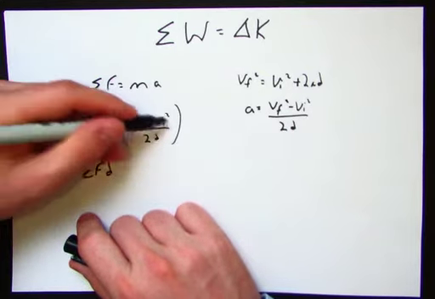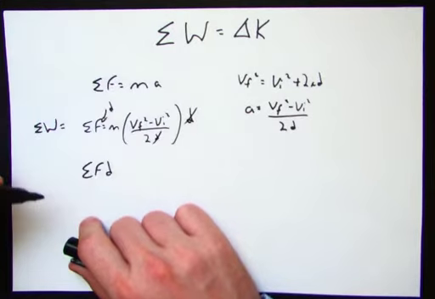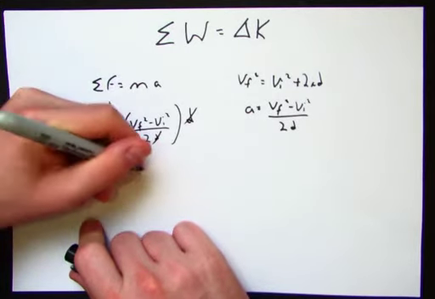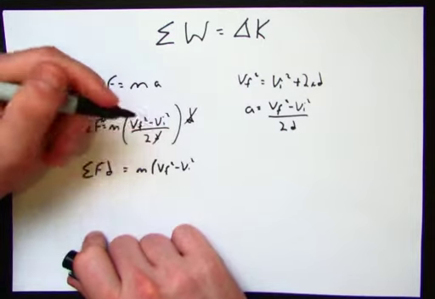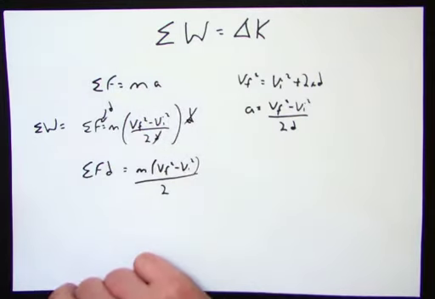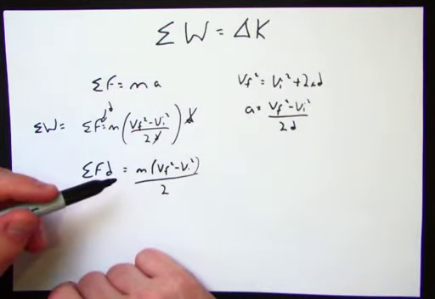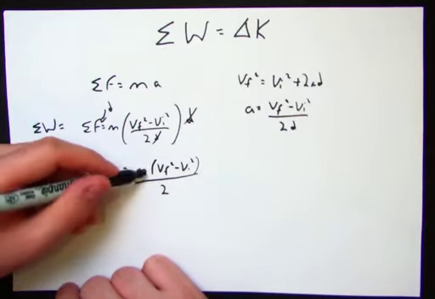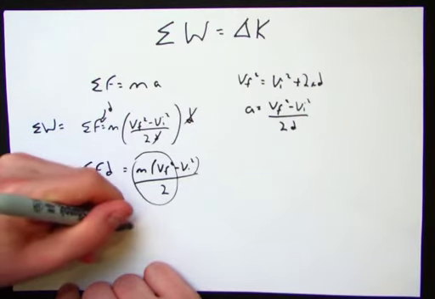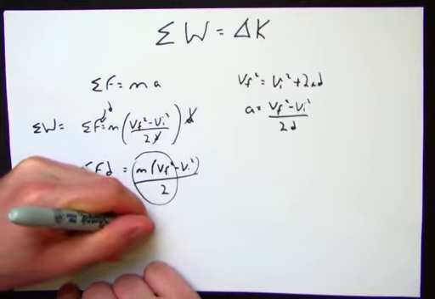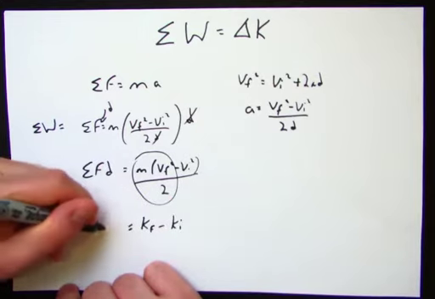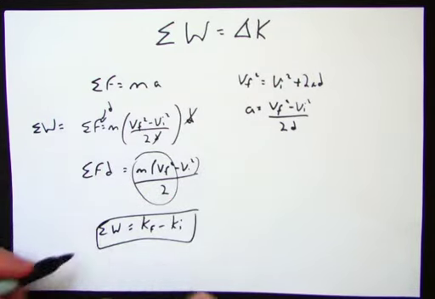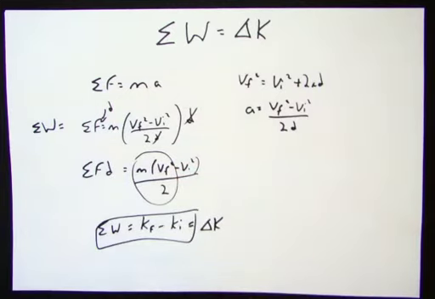If I multiply all of this times d, that d is going to be gone. And what I'm going to be left with is m times Vf squared minus Vi squared all over 2. The reason I'm showing you this is that this is K final, kinetic energy final, 1/2 mv squared, minus K initial. And that is your net work. This is why it equals a change in kinetic energy. The net work does equal that.